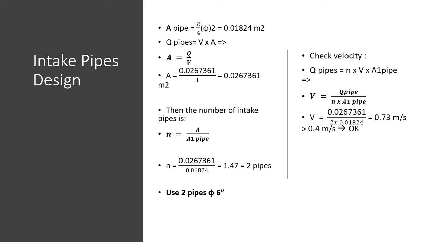So we get N equals 1.47, that is the number of pipes, so we need to use 2 pipes of 6 inches. And then we need to check the velocity. So Q pipes is N times V times A of one pipe, the area of one pipe, and the velocity will be, using this formula, 0.73. So it's more than 0.4, and it's okay.